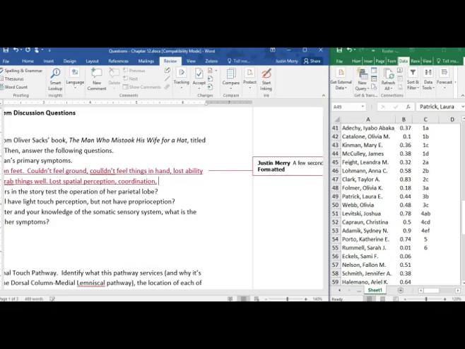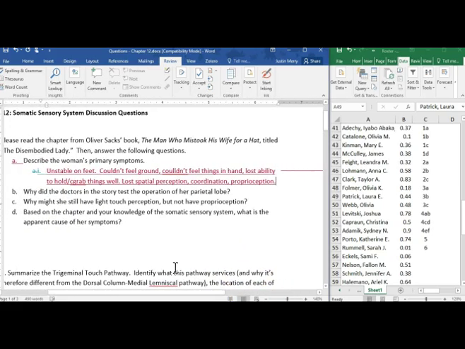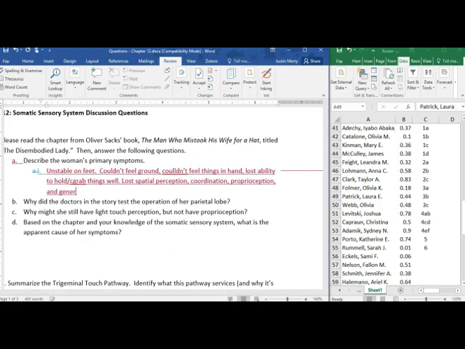What was the last thing you said? Coordination and proprioception. Yeah. And her, oh right, and general posture. Yep.